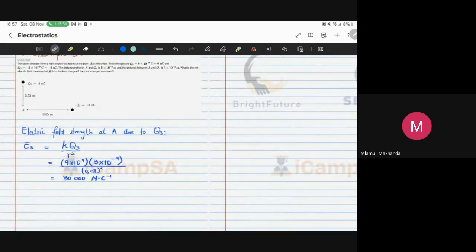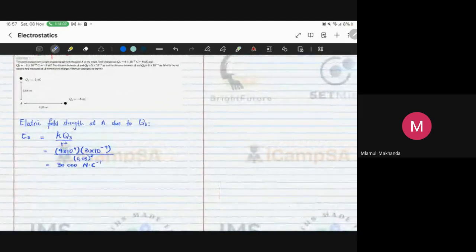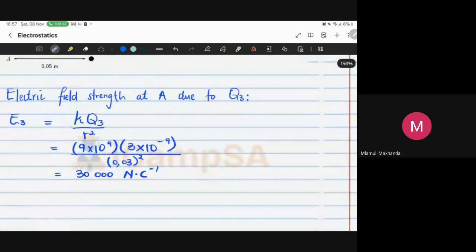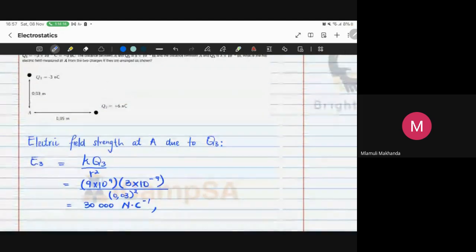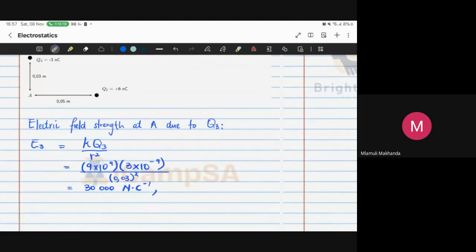Right, we don't care about the direction now because this is not the net electric field yet. So we will only mention the direction on the last one. But nonetheless, actually, no, we should mention it. If we look at point A, we imagine point A being a positive test charge, right? Point A being a positive test charge would be attracted to Q3 because unlike charges attract. So therefore, it would be upwards.